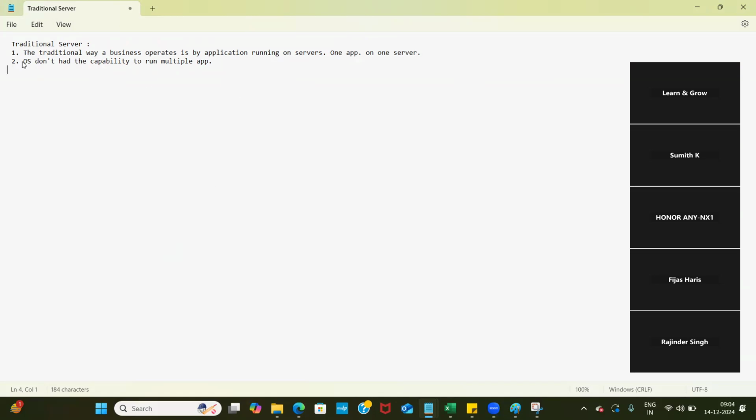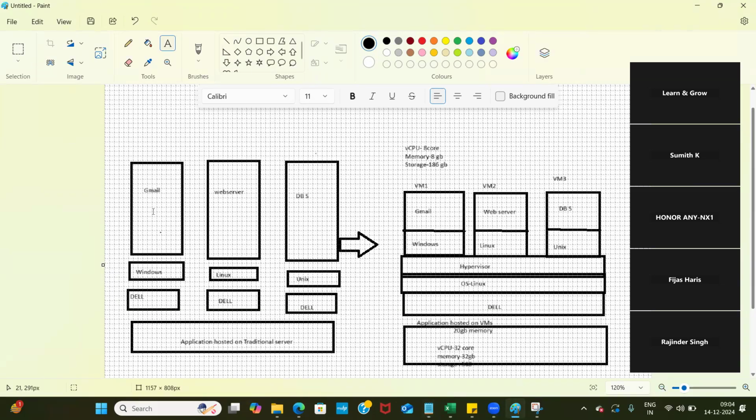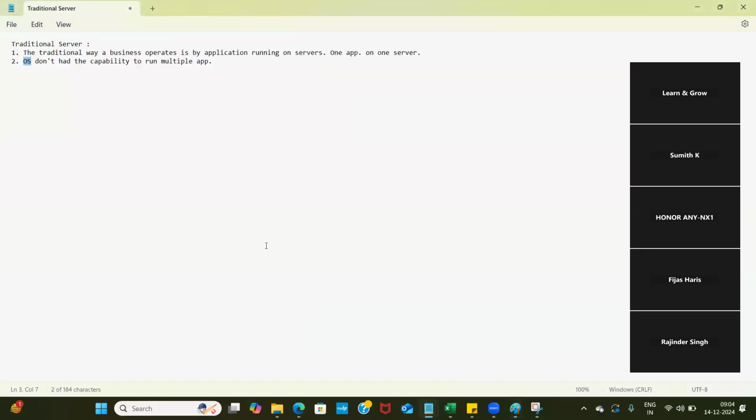See, don't consider that I am talking about the general OS. I am talking about how they designed the OS in this scenario. They don't have the capability to run multiple. I'm not talking about the base OS that we put here, right? I'm not talking about this. So don't be confused here.